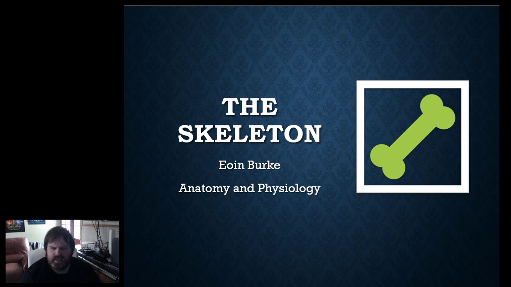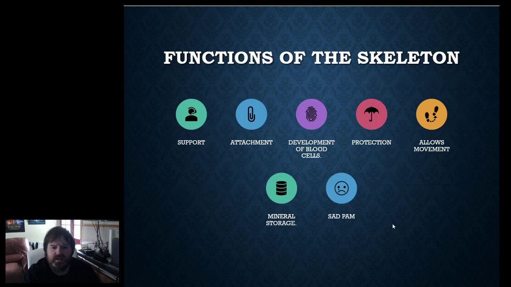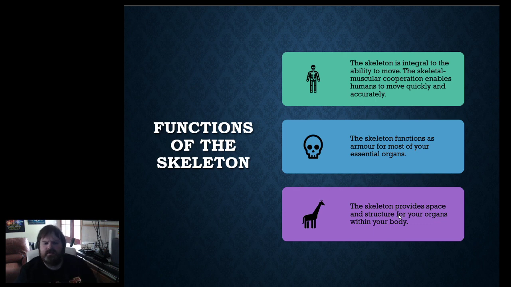Well, the skeleton has a variety of functions. Primarily, the skeleton is there for support, attachment, development of blood cells, protection, allows movement, and mineral storage. Those 6 topics add together under the heading of SAD-PAM. So if you need a mnemonic to remember that, SAD-PAM: support, attachment, development, protection, allows movement, mineral storage. Now you might say that's a bit awkward, and it is, but that's what we have for remembering this stuff.